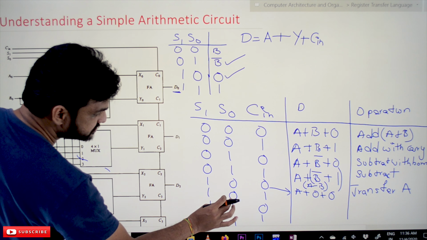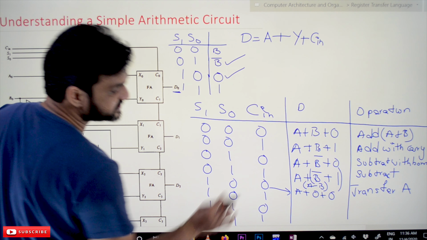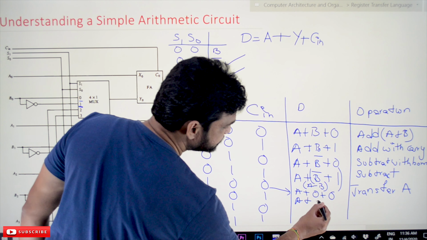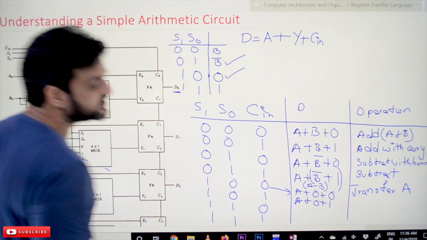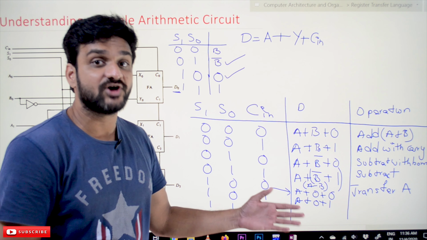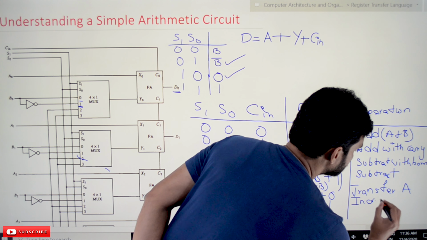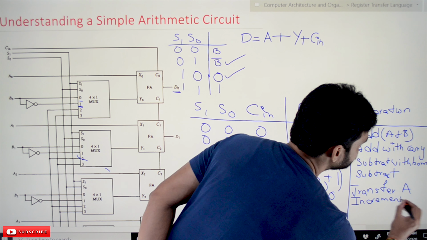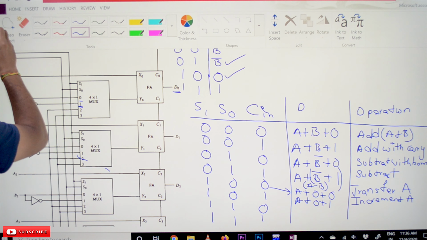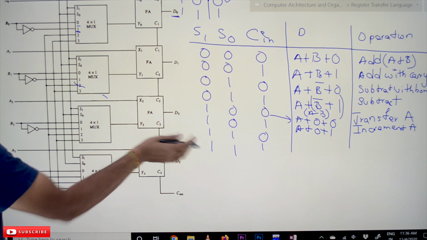Whenever the inputs are 0, 1 and 1, the value of S0 and S1 is 0, 1 and the Cn is 1, it is A plus the value of Y, which is 0, plus 1. So what it states is increment the value of A by 1. It is going to increment A. So let's expand this. Increment the value of A.